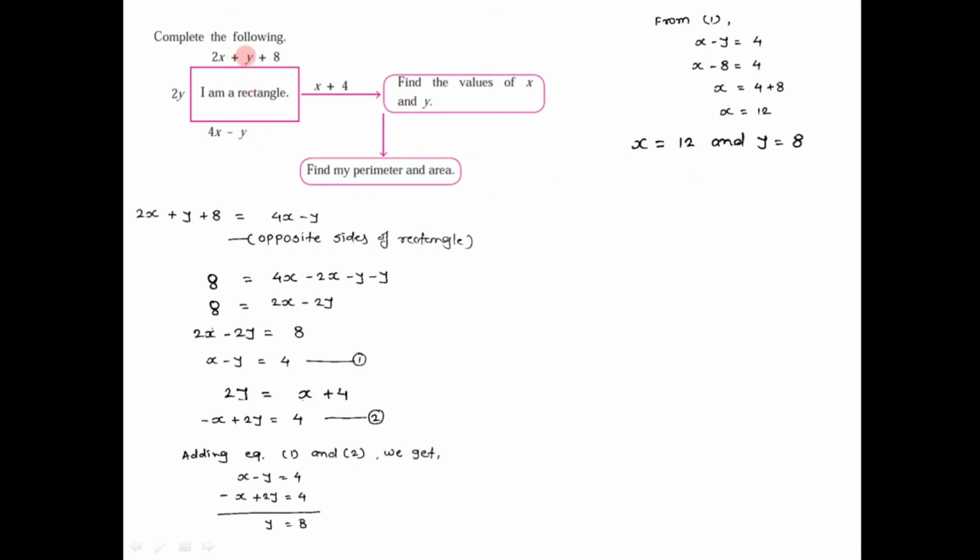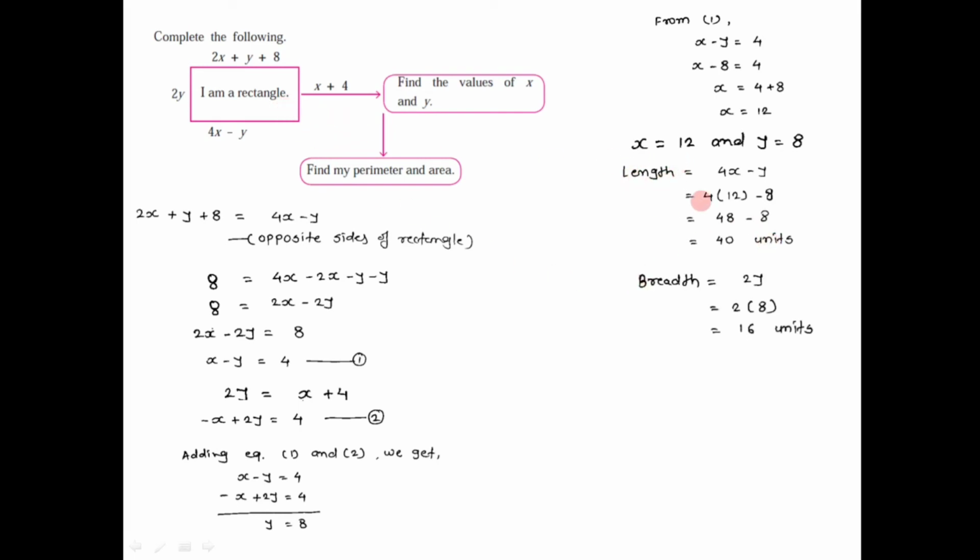There are two expressions which represent the length, either 2x plus y plus 8 or 4x minus y. We can use any of these two to find the length of the rectangle. We'll use here length is equal to 4x minus y, and as the values of x and y are found, we just replace x and y by these values. It is 4 into 12, minus 8. 12 into 4, that's 48, minus 8, that's 40 units. So this is the length of the rectangle.